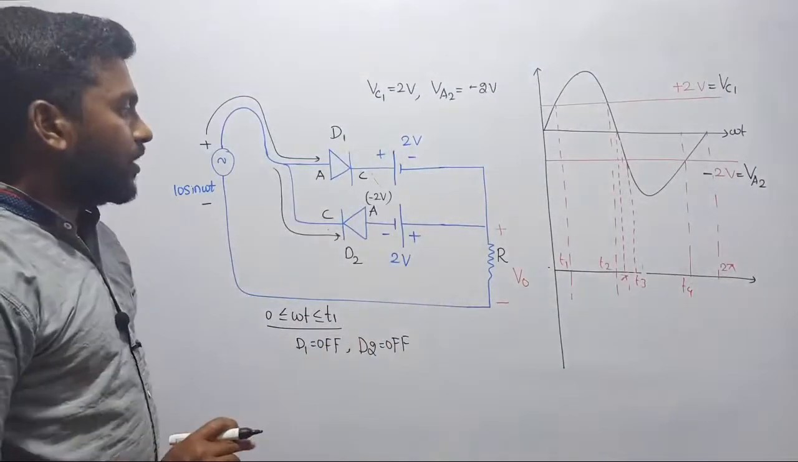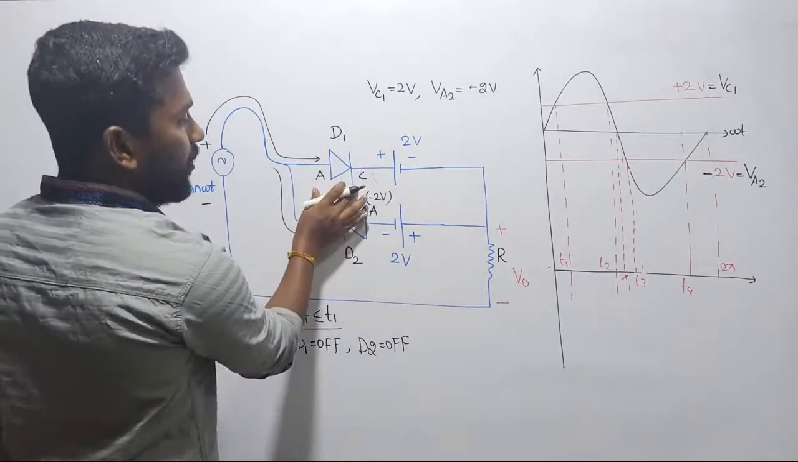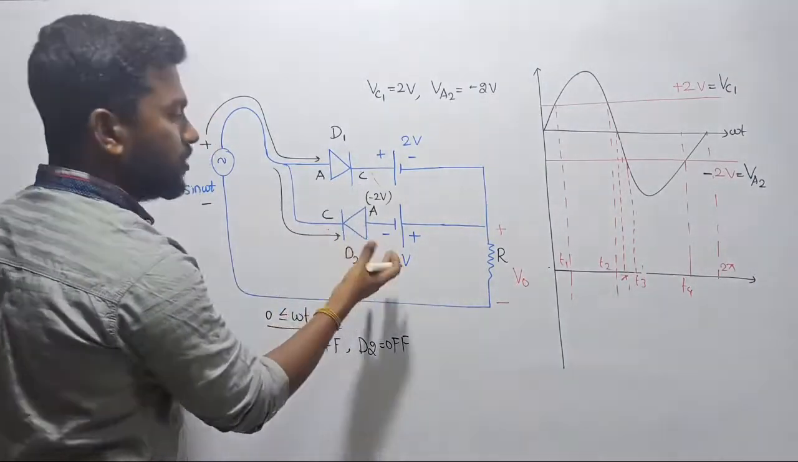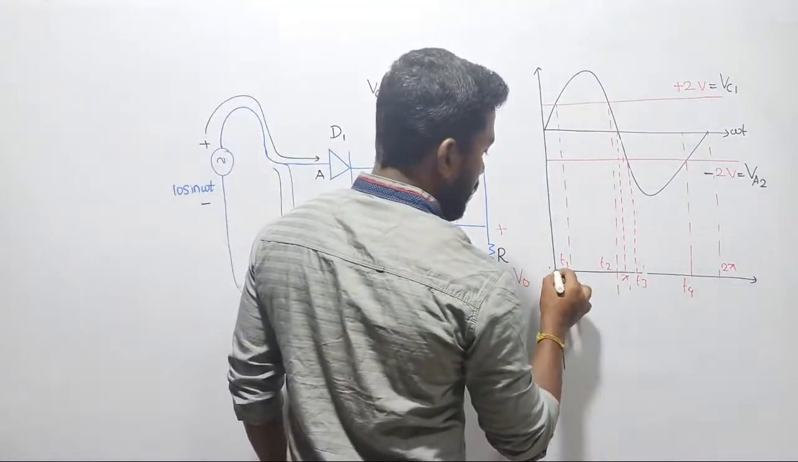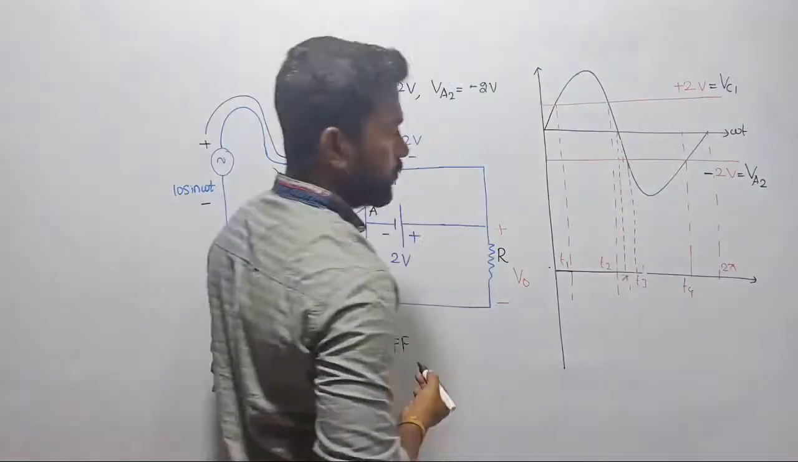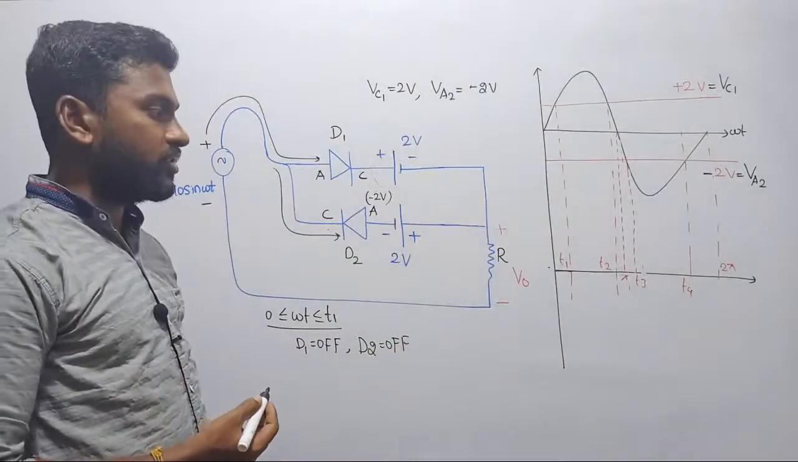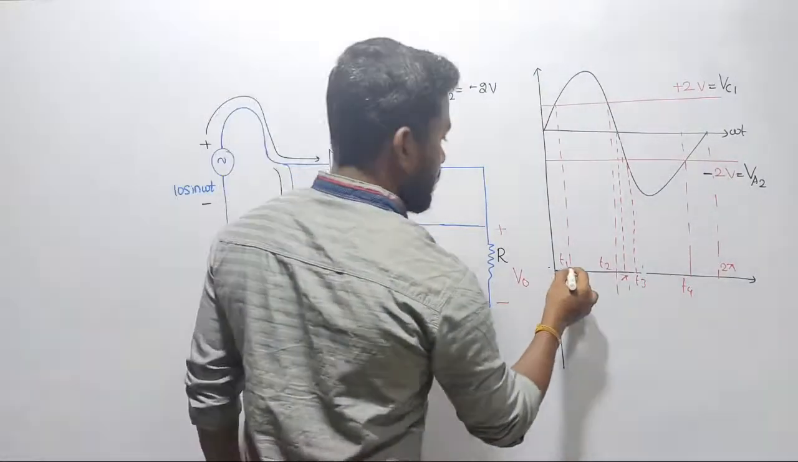If both are turned off, then what is the conclusion? This diode will be an open circuit. What about this diode? This is also an open circuit. Then what is the output voltage? 0, sir, right? So the output voltage is going to be 0. There is no voltage on the output side. Let us see what will happen after T1.